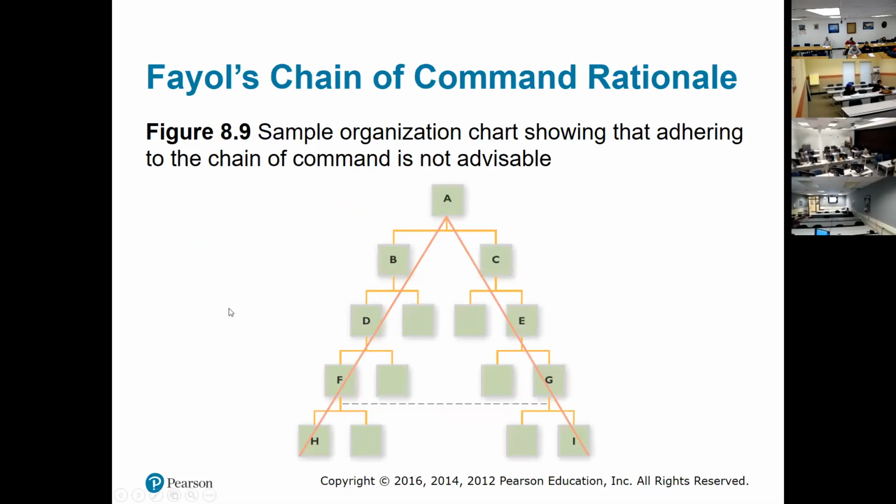Okay, so look at this particular chart. It shows what? One, two, three, four, five different levels of management, with, of course, a pyramid shape. But adhering to the chain of command is not always advisable in this case, because there are some people that are kind of left out of that direct link as far as the chain of command goes.